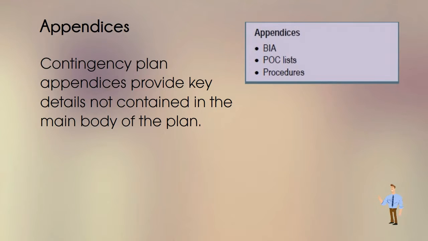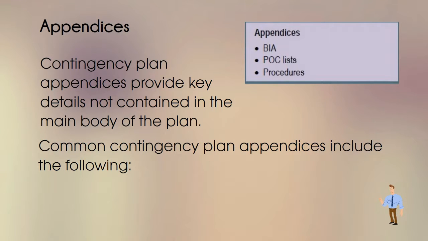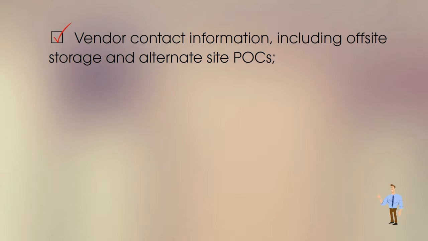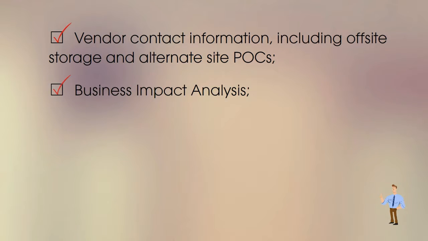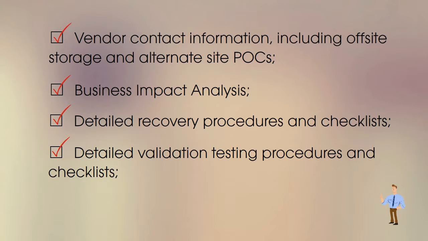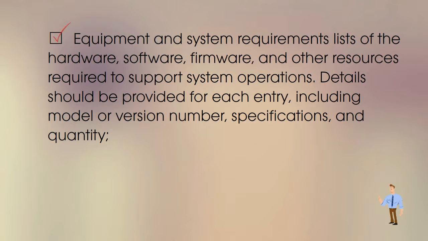Appendices. Contingency plan appendices provide key details not contained in the main body of the plan. Common contingency plan appendices include the following: contact information for contingency planning team personnel, vendor contact information, including off-site storage and alternate site POCs, business impact analysis, detailed recovery procedures and checklists, detailed validation testing procedures and checklists, equipment and system requirement lists of the hardware, software, firmware, and other resources required to support system operations. Details should be provided for each entry, including model or version number, specifications, and quantity.